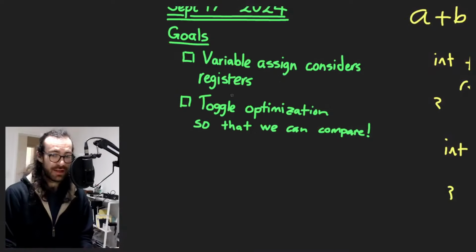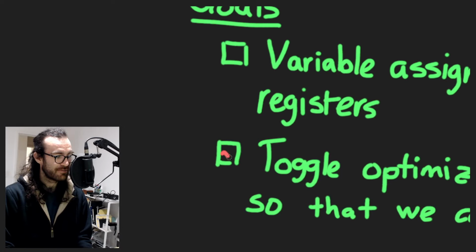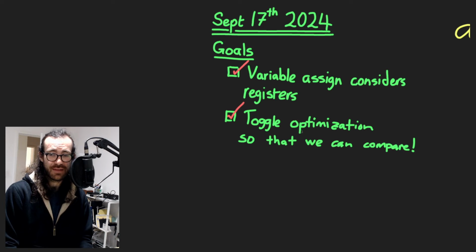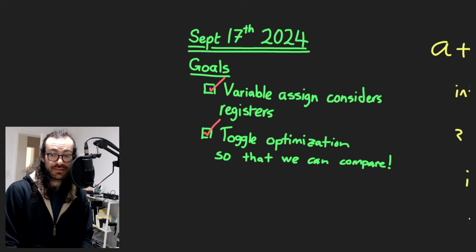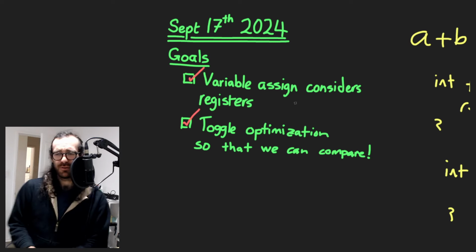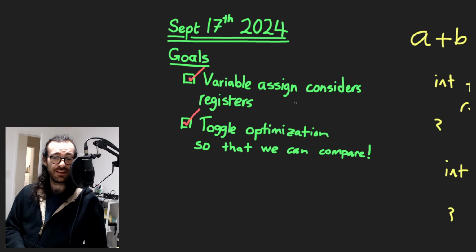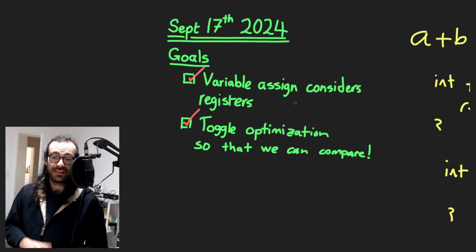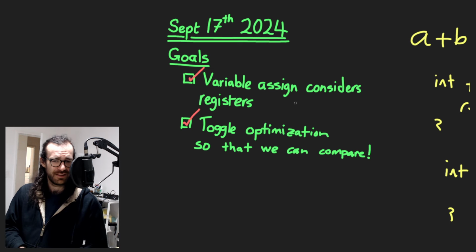So we did this, and we did that. We didn't really add a toggle for it, but we did kind of examine it. And variable assignment now considers registers. There's a lot of little things to do, but I think what's really cool about this is now that I've done some of the heavy lifting, the actual code looks very simple, and it's able to quite cleverly use some of these registers for things.